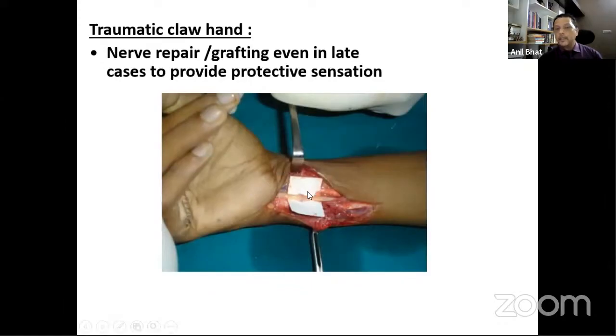We could suture it, neurography could be done directly here. And even in late cases, we have to do this because sometimes the protective sensations will be restored. It's a short distance for the nerve to regenerate. So it's worth doing even a late repair with a graft.